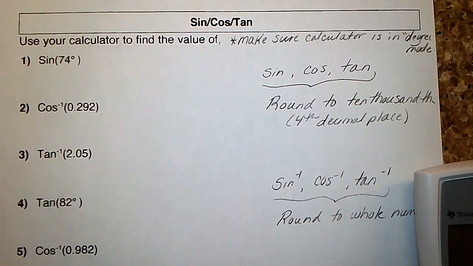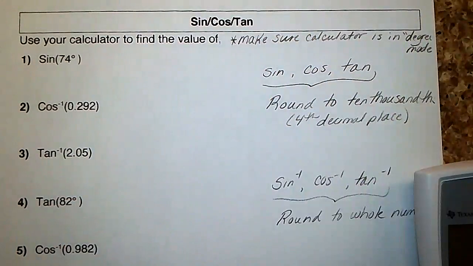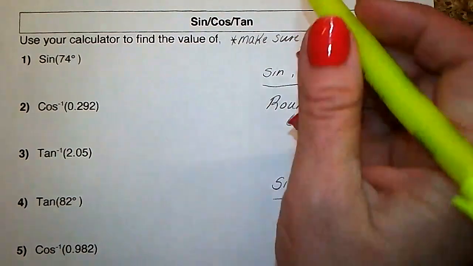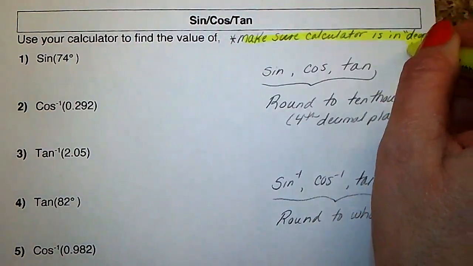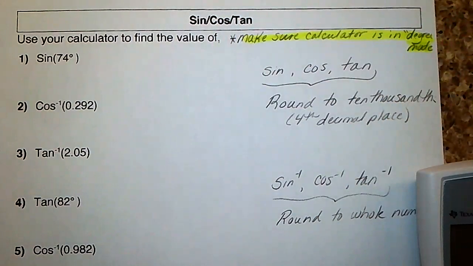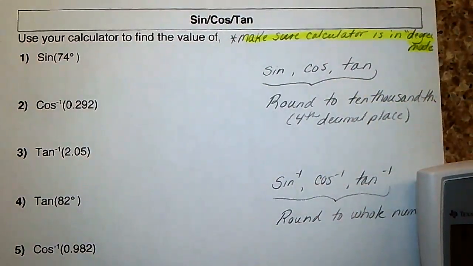Hi guys, this lesson is on how to use the sine, cosine, tangent buttons on your calculator. The very first thing that we need to do here is to make sure that the calculator is in degree mode. This is important. You have to make sure your calculator is in degree mode or you will not get the right answer. So let's take a look at our calculator.